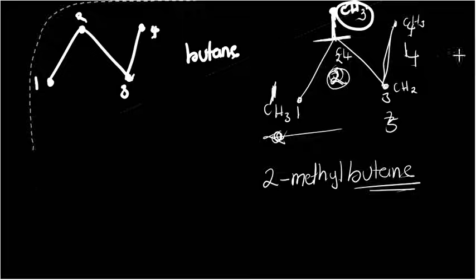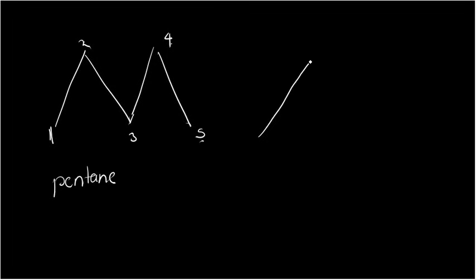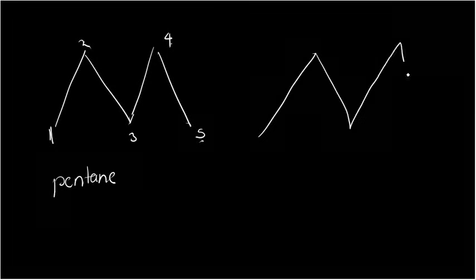Let's also practice the other one. So what is the name of this? This is 1, 2, 3, 4, 5. How many carbons are present? There are 1, 2, 3, 4, then 5. There are 5 carbons. So if there are 5 carbons, what's the name? The name is pentane.